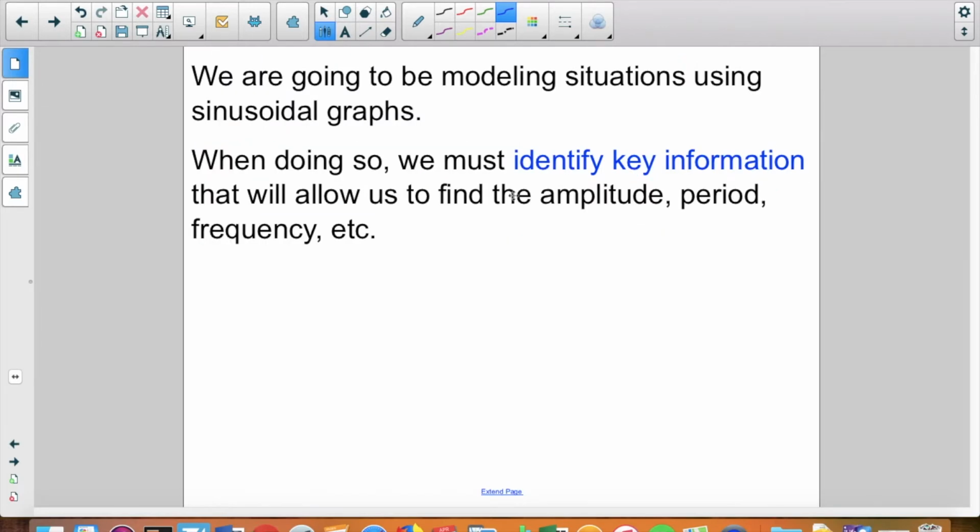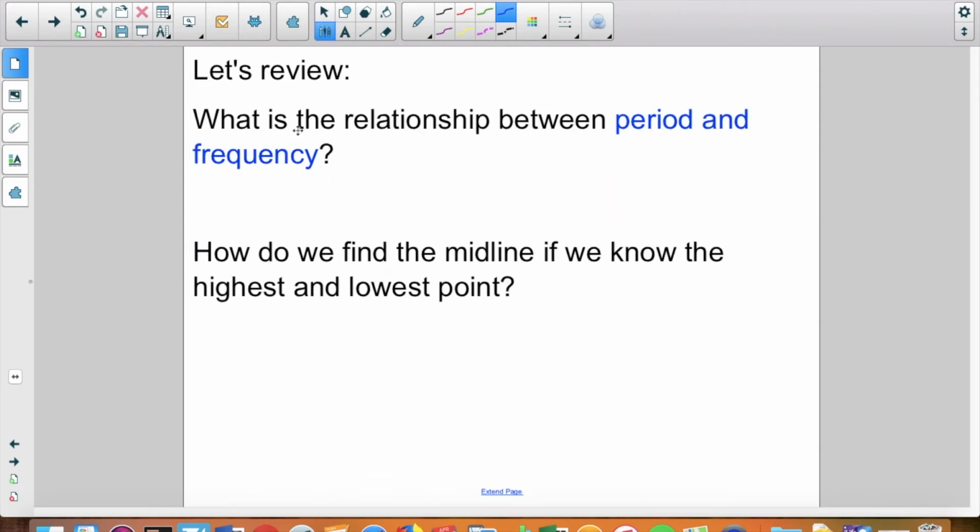Moving right along, we are going to be modeling situations using sinusoidal graphs. In doing so, we must identify key information. So we are going to have word problems, so you're going to need to know keywords in order to find the amplitude, period, frequency, etc. But first, let's review. First, the relationship between period and frequency. There's a formula for this. The formula was P, which is the period, is equal to 2 pi divided by B, which is our frequency.